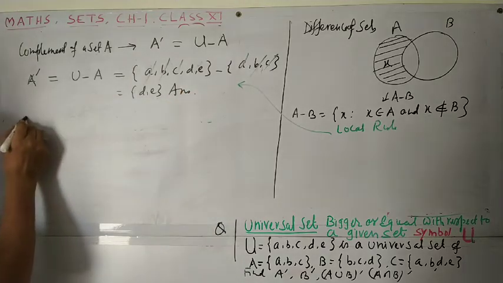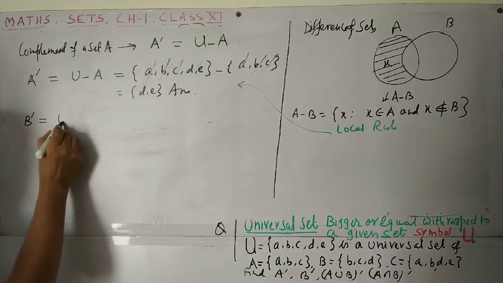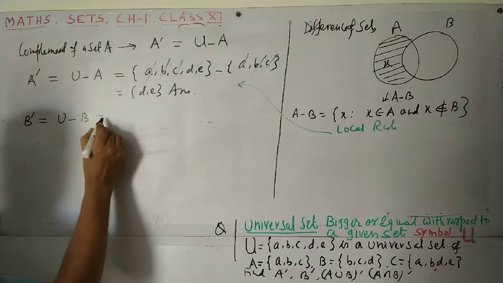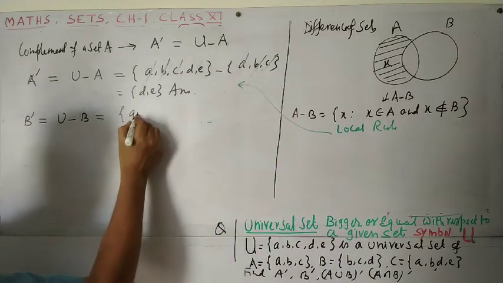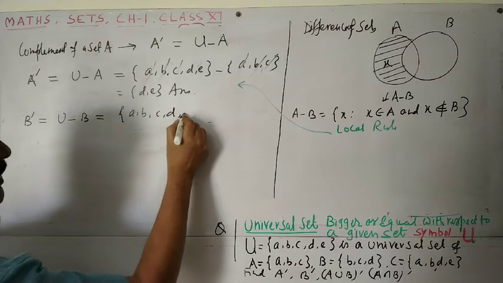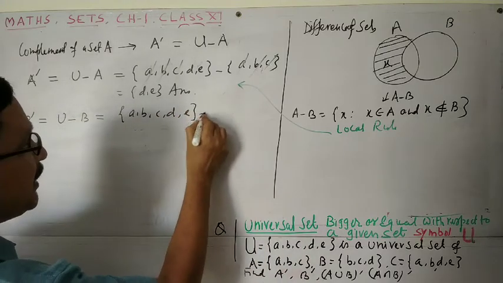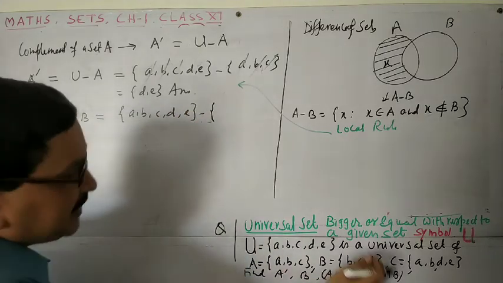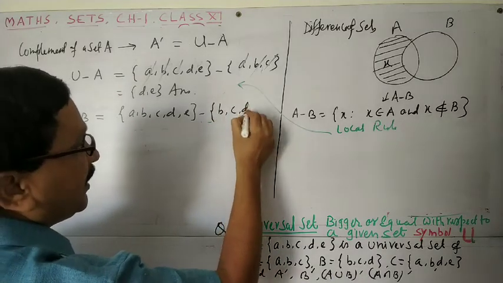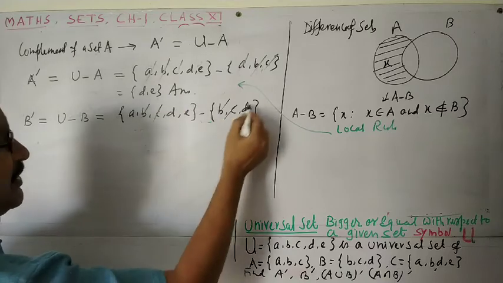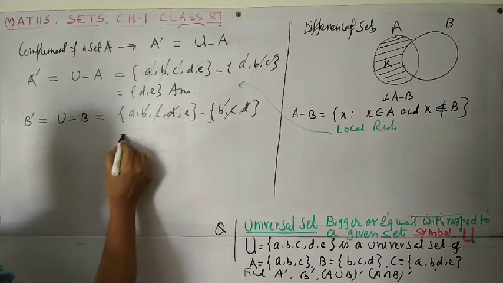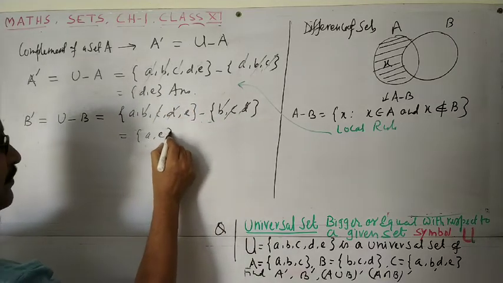Now similarly, suppose you have to find B complement. This is U minus B mathematically. So put the value of U from here: {A, B, C, D, E} minus B, where B is {B, C, D}. Again use the local definition. B cancels with B, C cancels with C, D cancels with D, and the remaining is A and E.